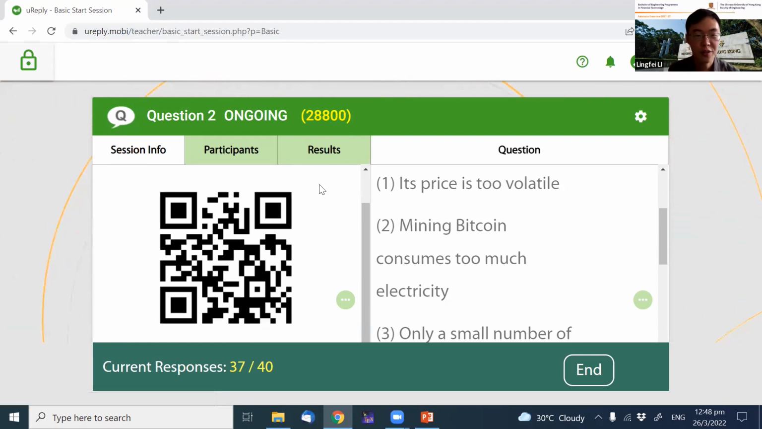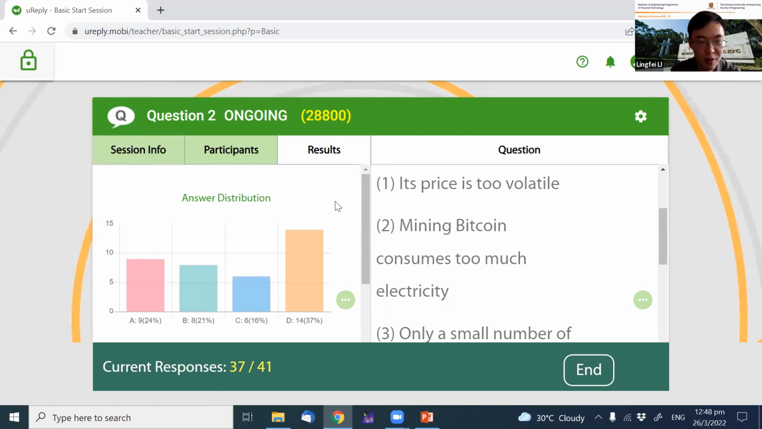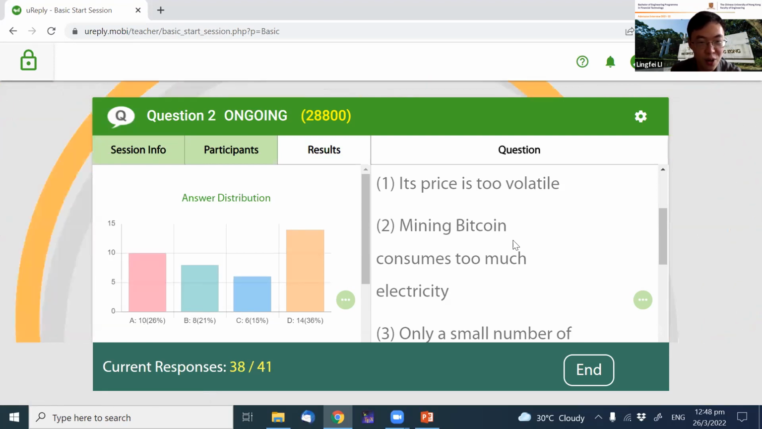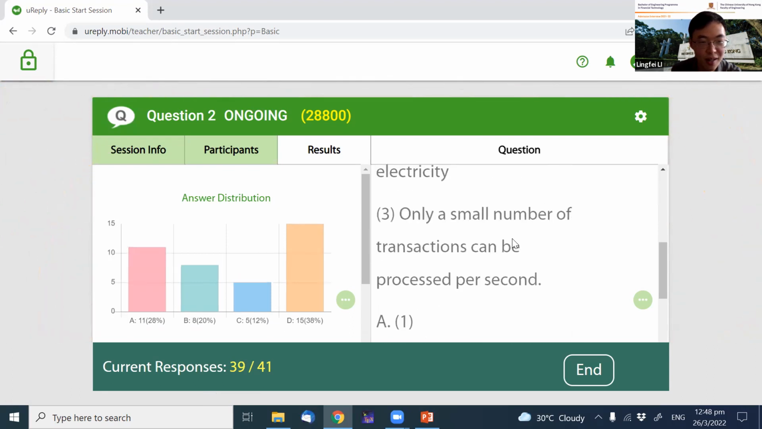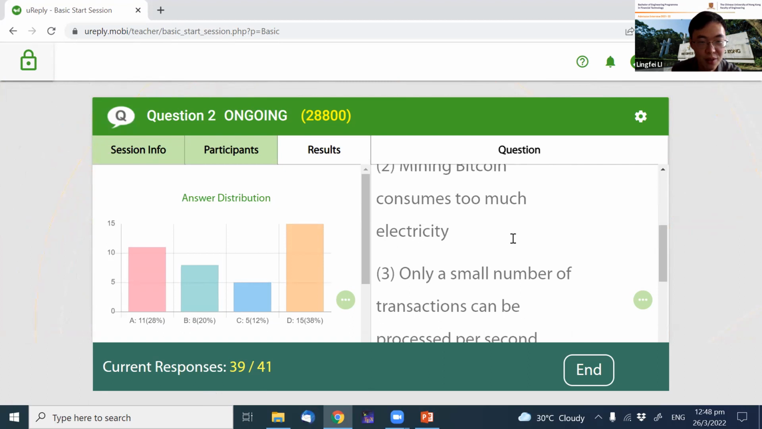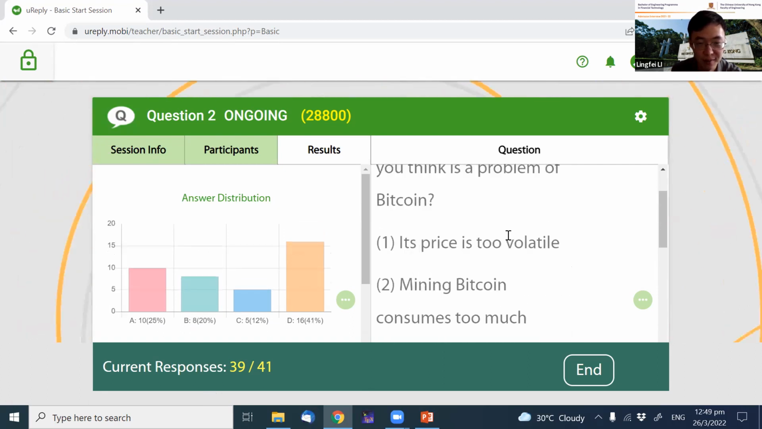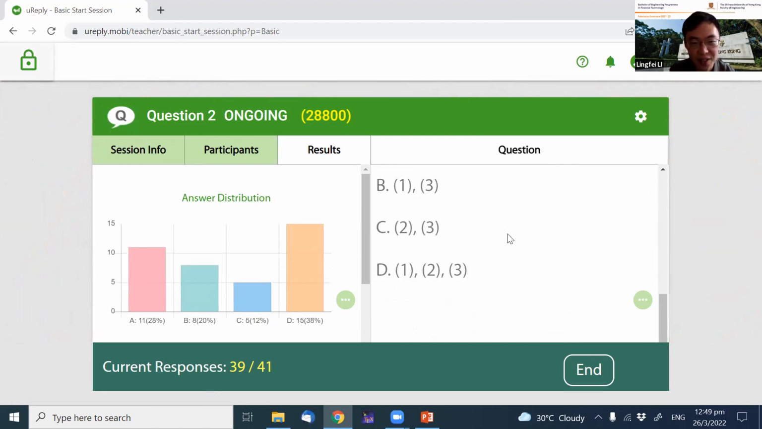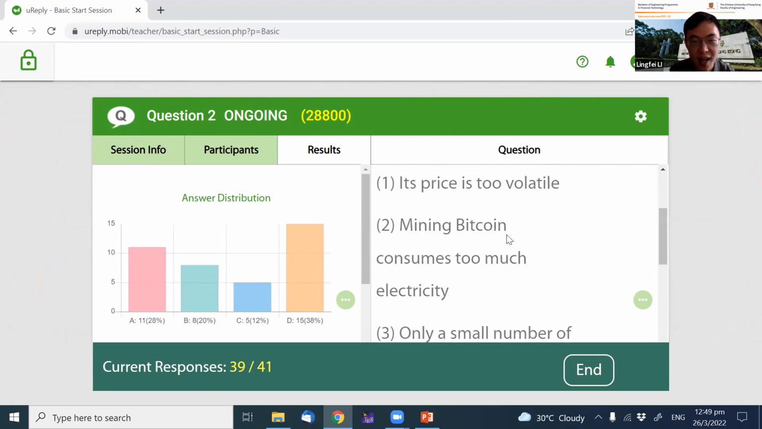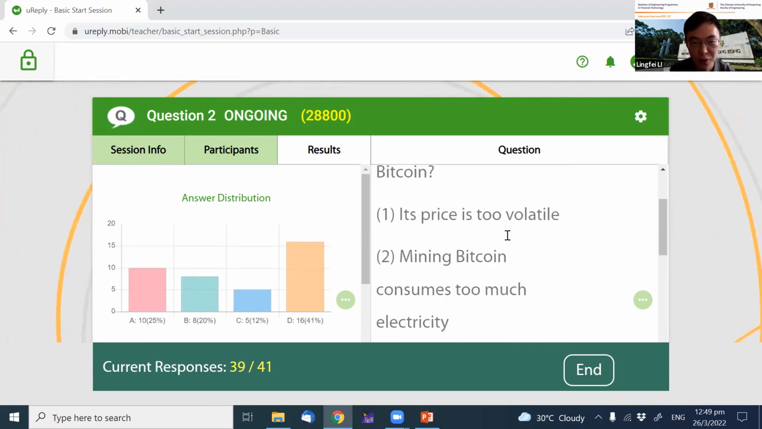Okay, in the interest of time, let's check the results. Some students chose A, some B. Actually, for every answer we have quite a significant percentage choosing it. And the correct answer is D. Actually, all three are problems of Bitcoin.